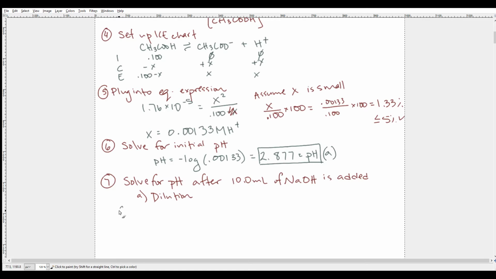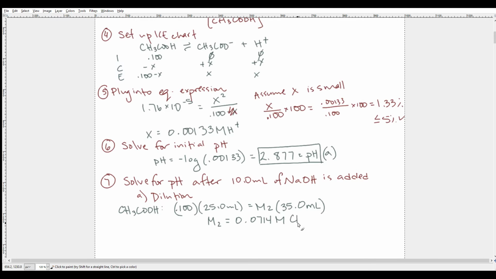So we'd have initially 0.100 molarity times initial volume of 25 milliliters is equal to M2 times its new volume, 25 plus the new 10 gives us 35. We are assuming that volumes are additive when we do these. We don't want to torture you too badly. 0.0714. Okay, so there's your concentration of acetic acid.